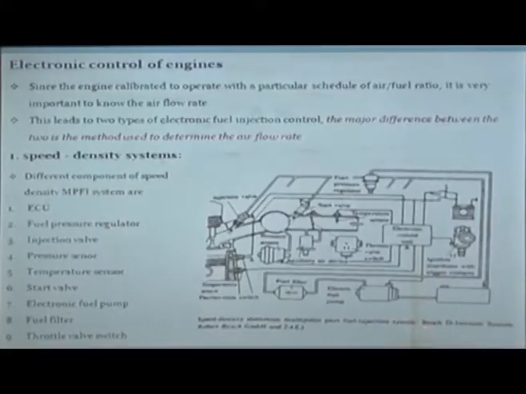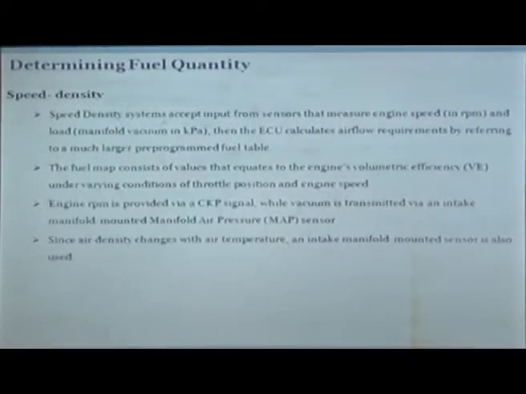Okay, since this particular type is based on density air measurement, it is called the D-Jetronic system. Okay. So then the speed density system accepts input from sensors that measure engine speed in RPM and load, which is measured by manifold vacuum in kilopascals, and then the ECU calculates the airflow requirement by referring to a much larger programmable fuel table which is built in the ECU memory.